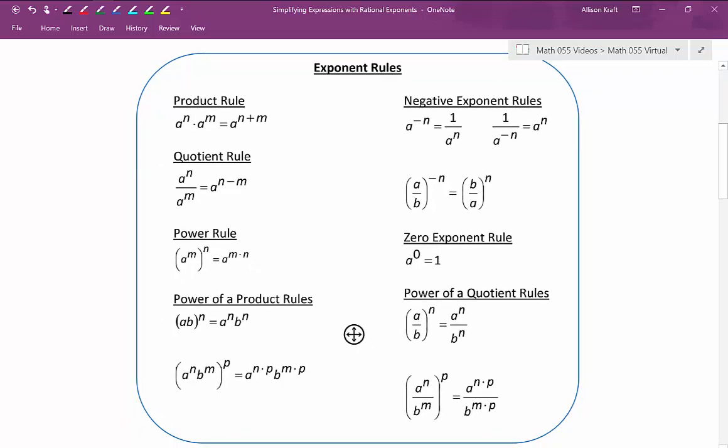So with product rule, we add our exponents. When we're dividing, we subtract our exponents. Power to a power, we multiply our exponents. If you have a product or a quotient, an outer exponent is applied to everything inside the parentheses. To eliminate a negative exponent, you take that factor to the opposite side of the fraction, and anything raised to the 0 power is always equal to 1.